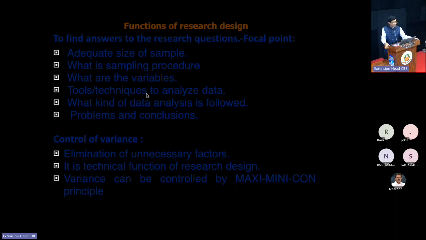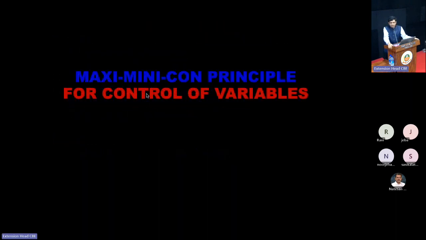Max Min Con principle. Please don't forget it throughout your life. This is the bedrock of our extension research. Thumb rule. Control of variance, everything comes in this principle only. So what does this principle say, can anyone tell? Very good. What's your good name? Pragatish. Maximizing systematic variance, minimizing error variance, controlling extraneous variance. Over.